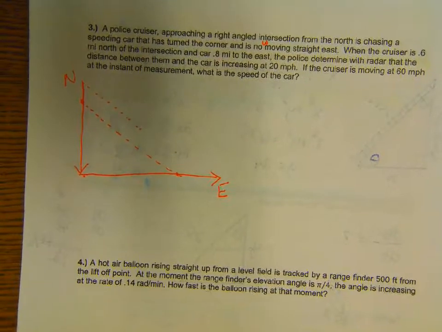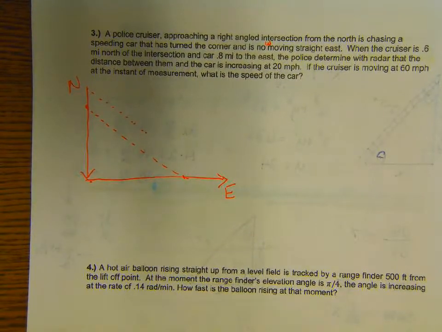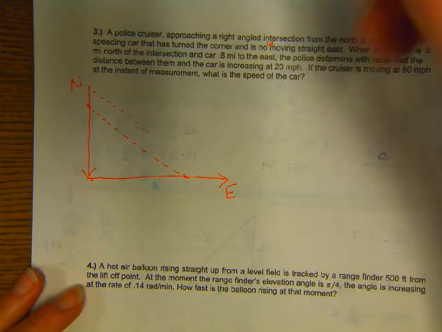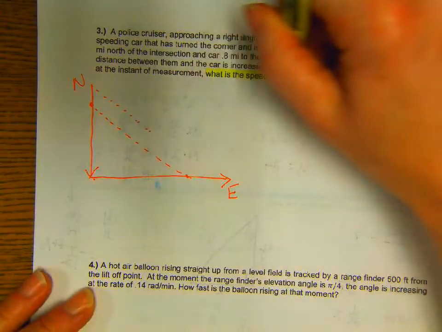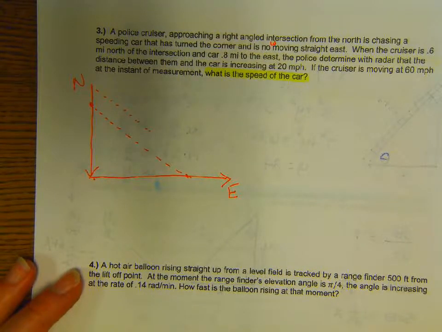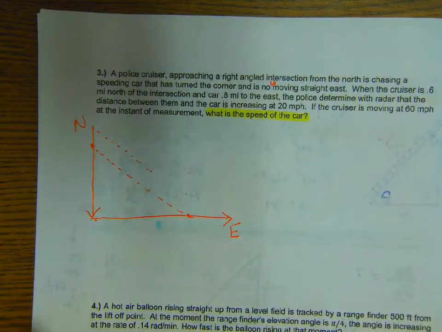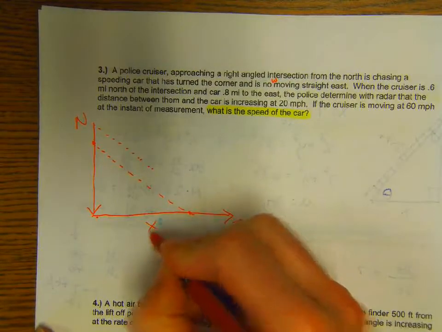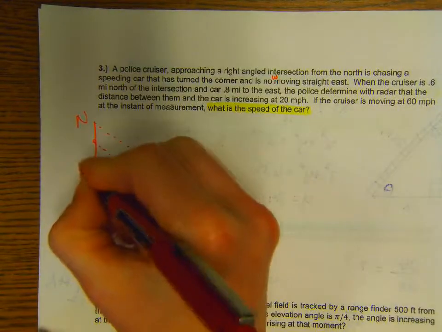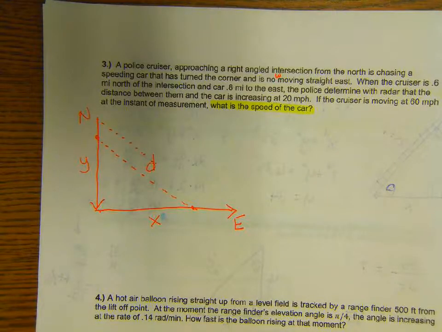When I'm deciding what formula to start with, notice what I'm asking you to find: the speed of the car. This does not involve a rate of change of an angle, and when that's the case, we're going to use the Pythagorean theorem. I'm going to make this x, because it's like my x-axis. This is y. And then I'll call this D, the distance between the two cars, or maybe D for the diagonal.